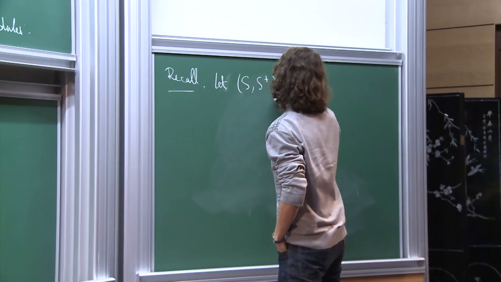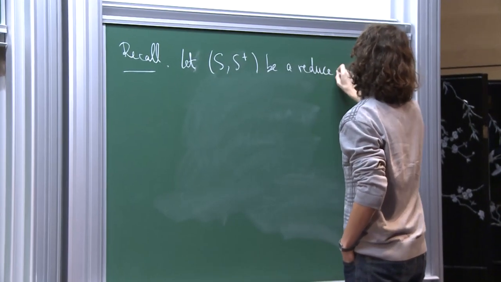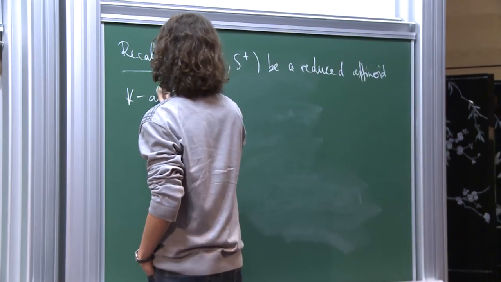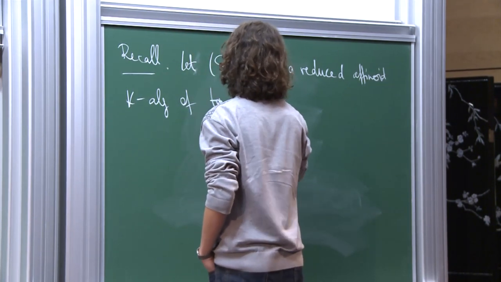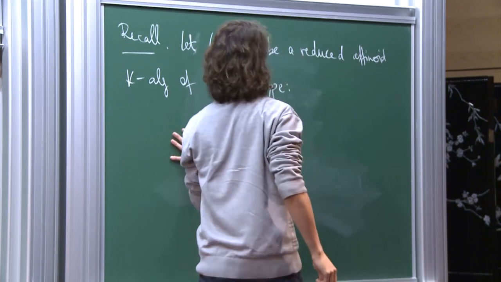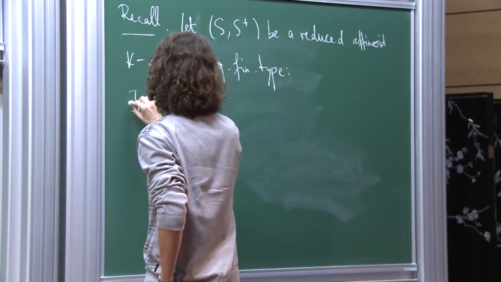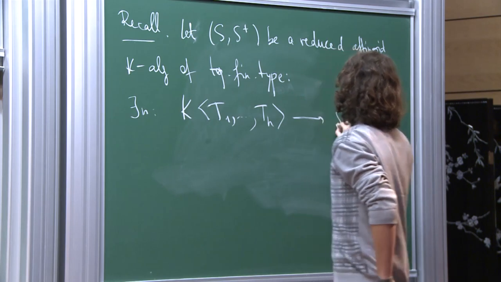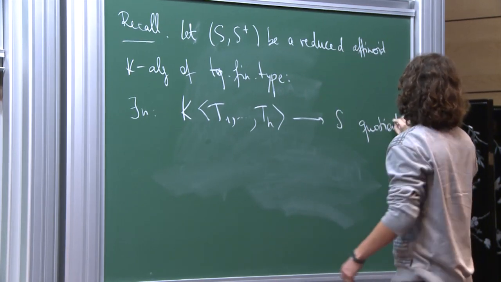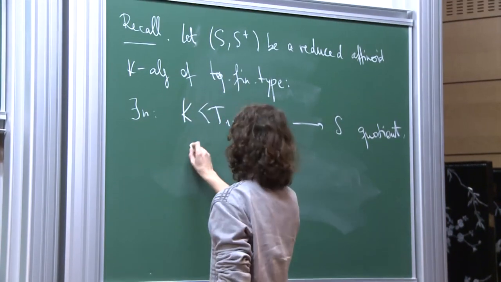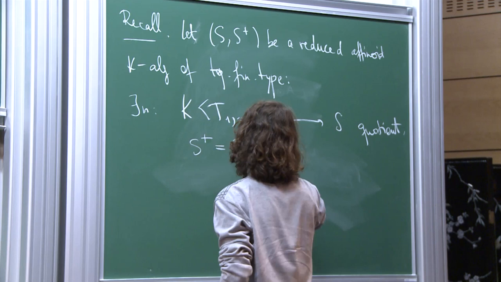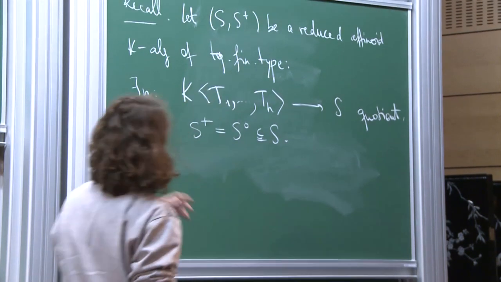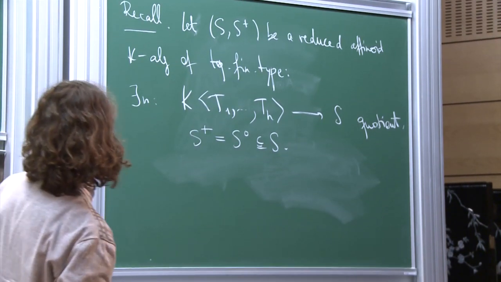let S, S^+ be a reduced affinoid K-algebra of topologically finite type. So recall that this means that there exists some n such that this is a quotient, also in the topological sense, and that this S^+ is really just the subring of power bounded elements. So this thing will never be a perfectoid algebra, except in very trivial cases. But then we have the following results.